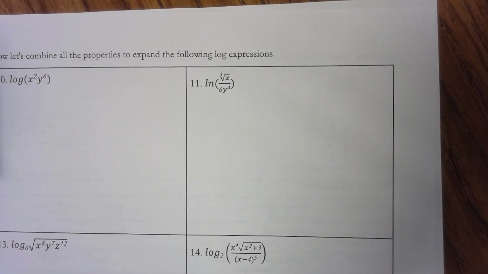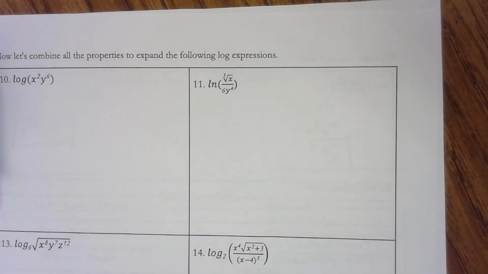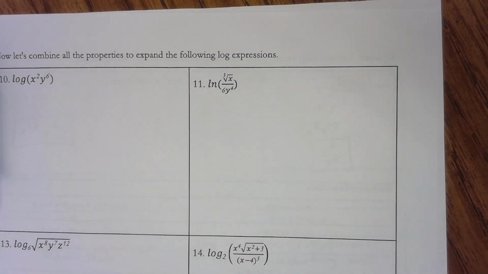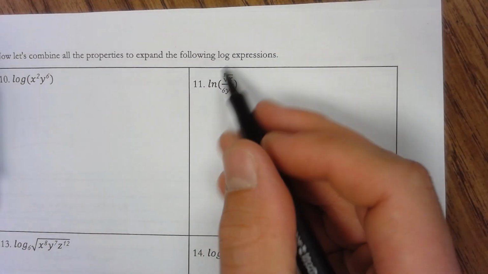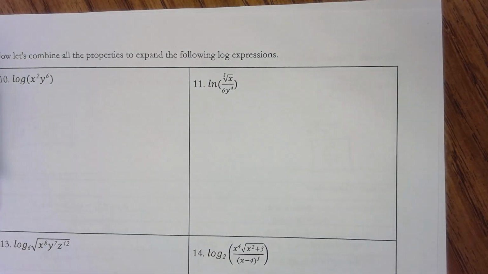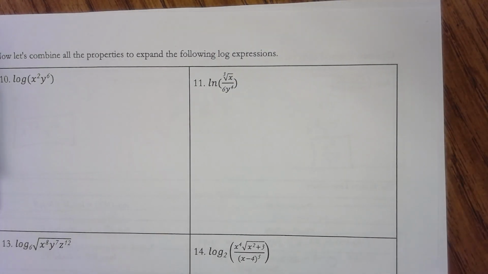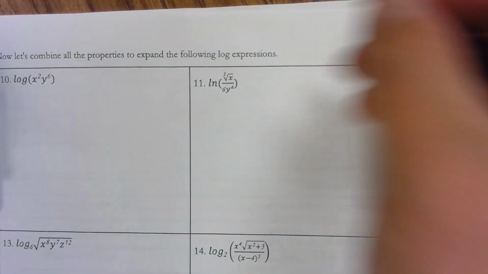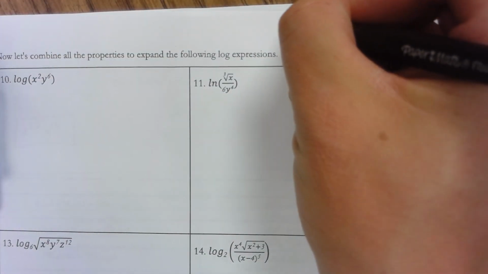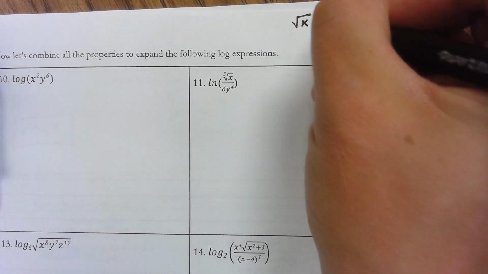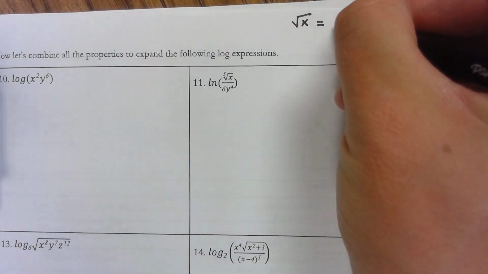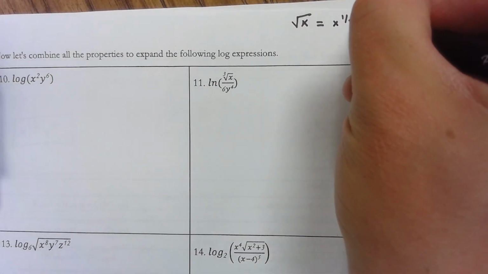So I'll do 11 for us. And this actually comes back to an exponent property that shows up every now and again. So I'm looking at this cube root of x here, and the cube root of x, or just roots in general, can actually be written as exponents. Okay, so let's write, if I have the square root of x, that is equal to x to the 1/2 power.